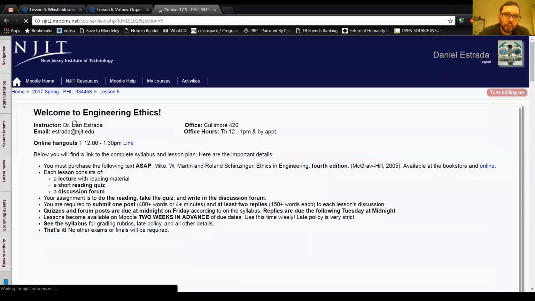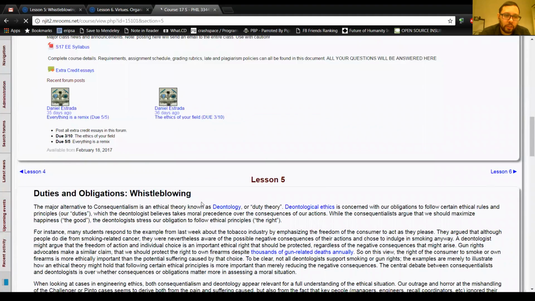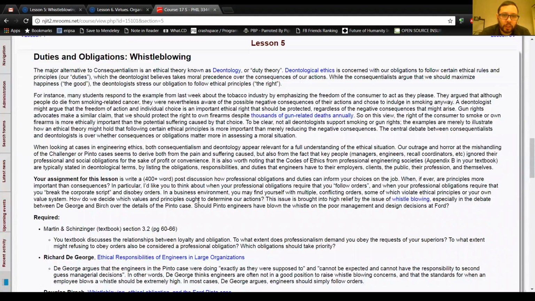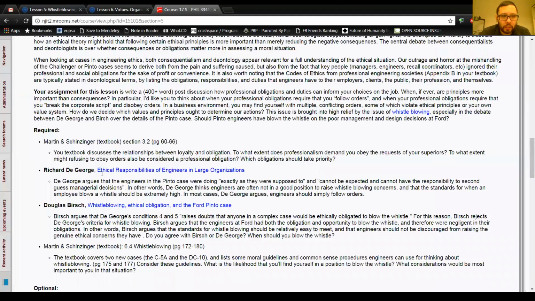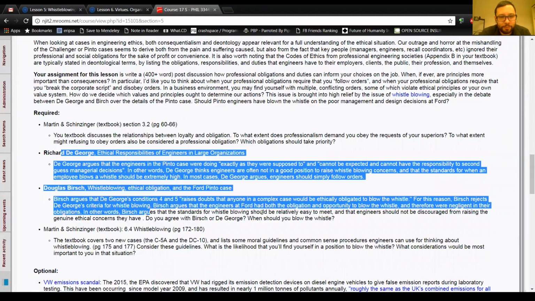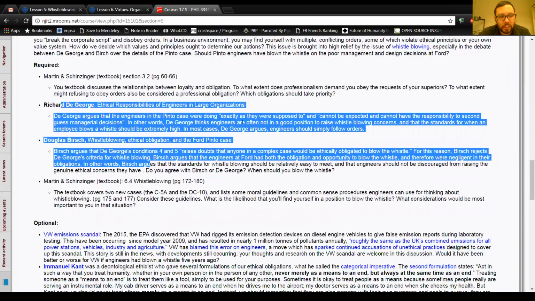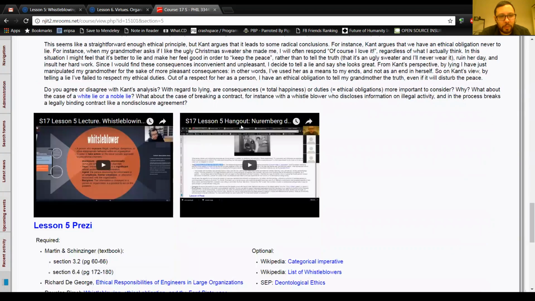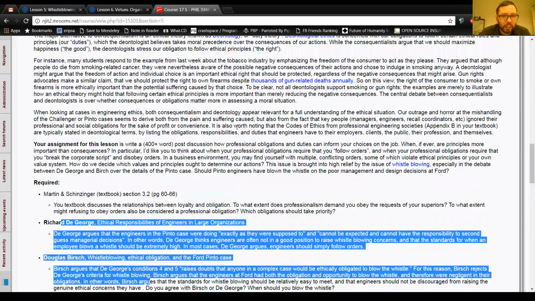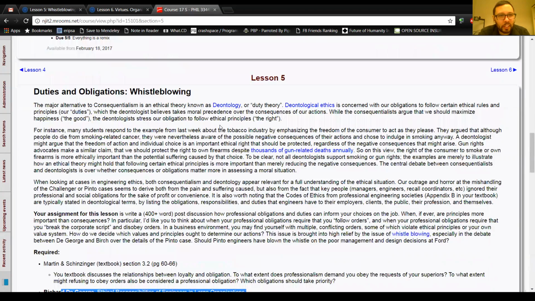Last week, you had your lesson 5 essay due on whistleblowing. A lot of people wrote on whistleblowing, on DeGeorge and Birch, on various aspects of their view. There's lots of stuff to talk about from last week. Whistleblowing is a very complicated topic. Hopefully we can talk about that a little bit more today.